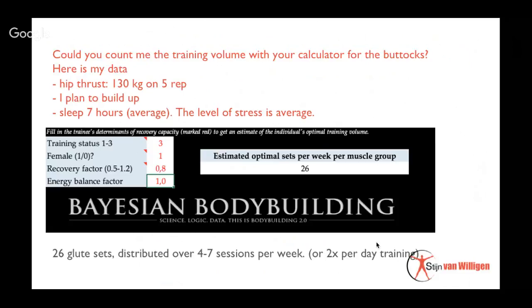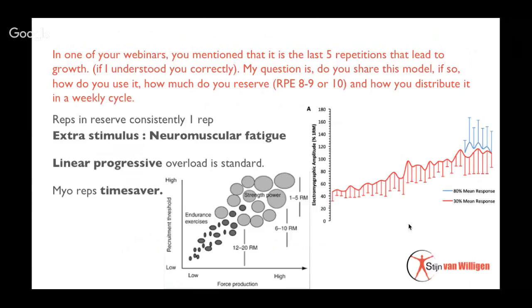Some people even like to do it 2 times per day, so a morning and afternoon training. Of course, a lot of people think it's not feasible, and that's fine. It's not going to make that much of a difference. So 4 to 7 sessions per week should be good. Hope that helps.